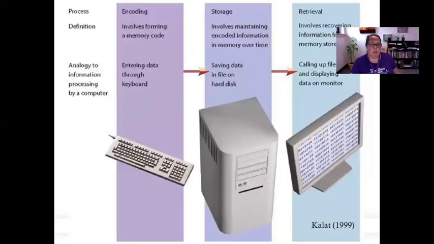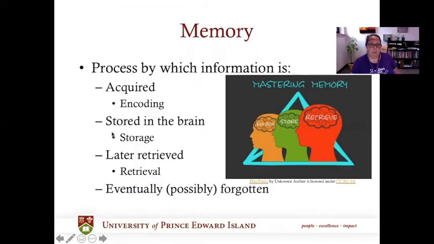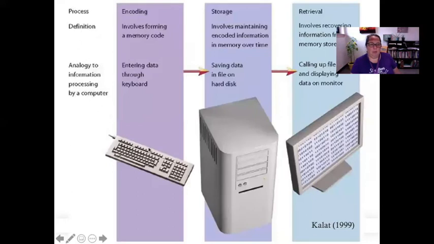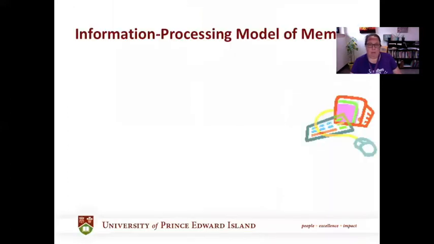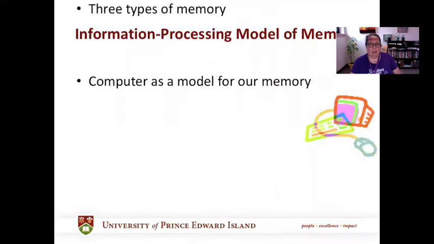So again, we can look at this analogy. The process where data is encoded through the keyboard, it's stored on a disk, and it's called up on the monitor. This is basic from '99. I know the computers are updated since then, but I just wanted to have a visual look at what we mean here. So if we look at the information processing model of memory, this is exactly what we're talking about.